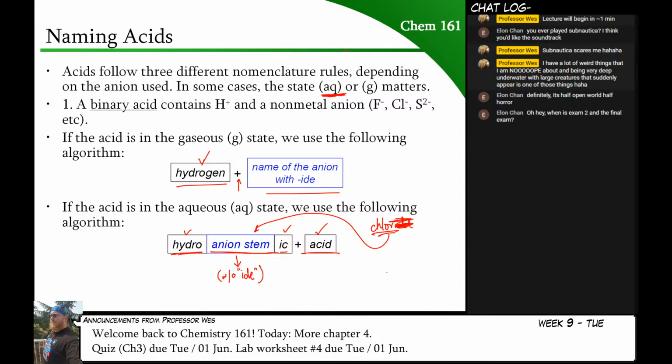Now, there are some exceptions to these stems. For example, if I have sulfide and I put sulf in there, it doesn't sound right. So what chemists do is they change it to sulfur. And they do the same thing for phosphor. So phosphide becomes phosphor.